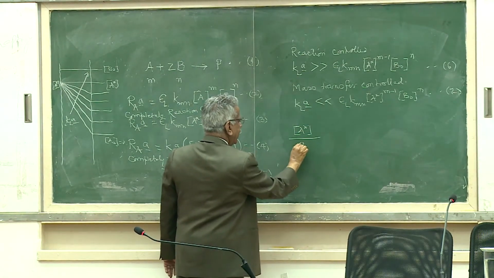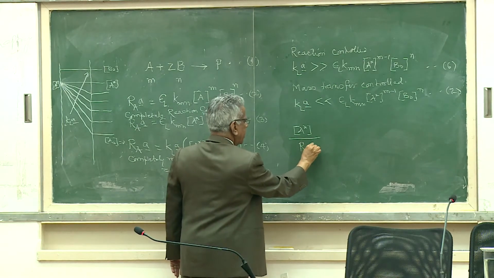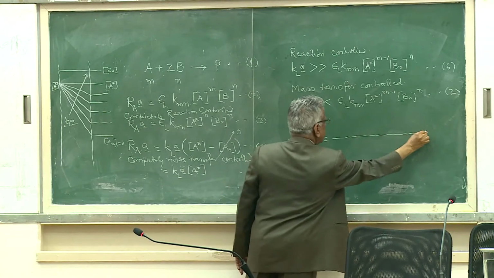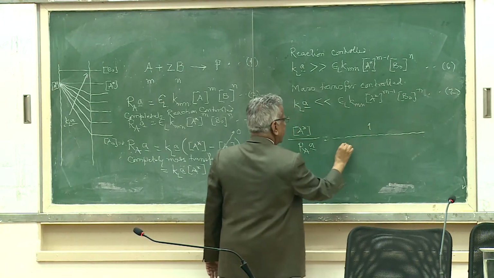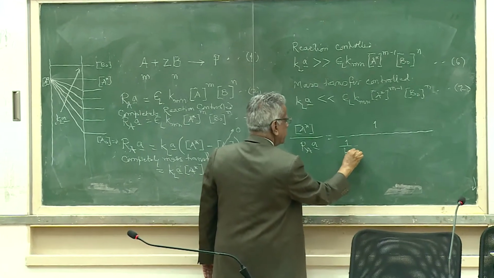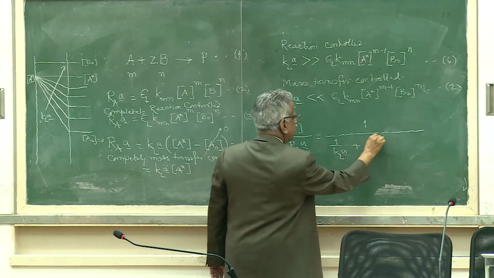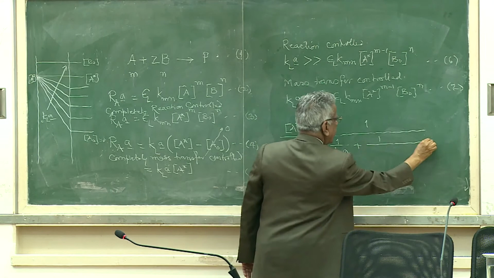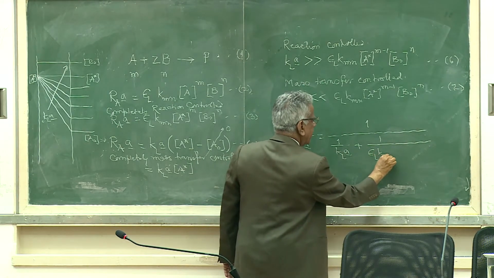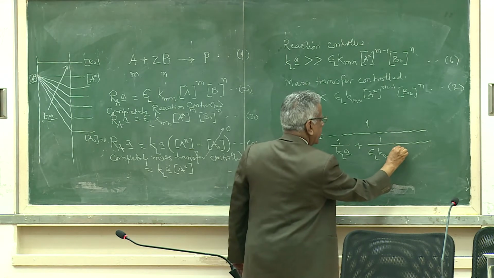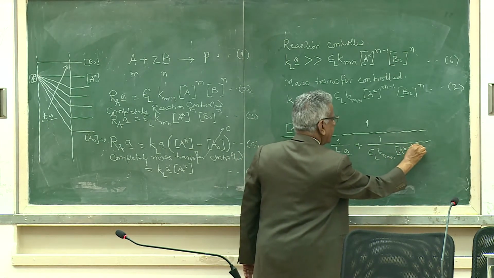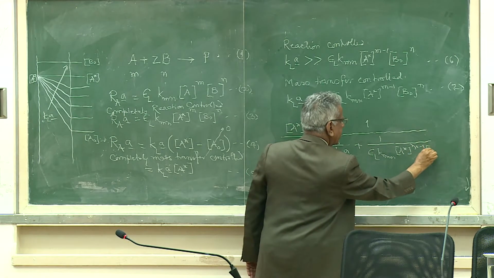upon RAA is equal to 1 upon KLA plus 1 upon epsilon L Kmn A star raised to m minus 1 B naught raised to n.